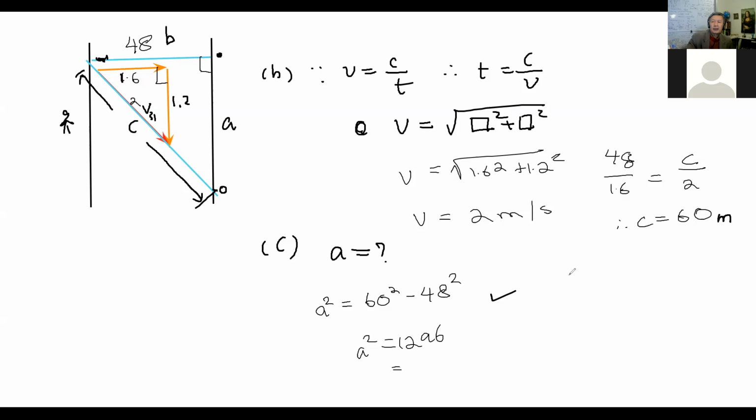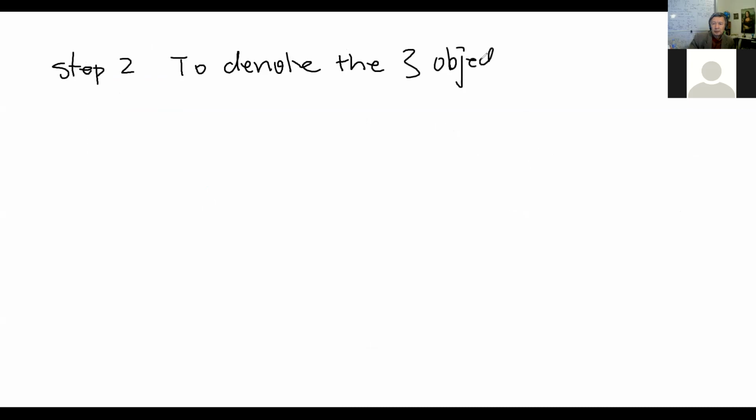B and C are relatively simple. The important thing you have to remember, because I want to emphasize, I don't want you to miss any mark for this type of question. So step one is to denote the three objects in question. This is just mechanical, and you will never make a mistake.